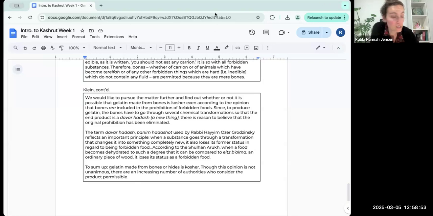This was in 1969. The CJLS, the Conservative movement body, in 2024 confirmed that this is still true even with new chemical processes. They still rule that it's permissible. And yet, why does it feel so unconvincing? Or maybe it doesn't. What?